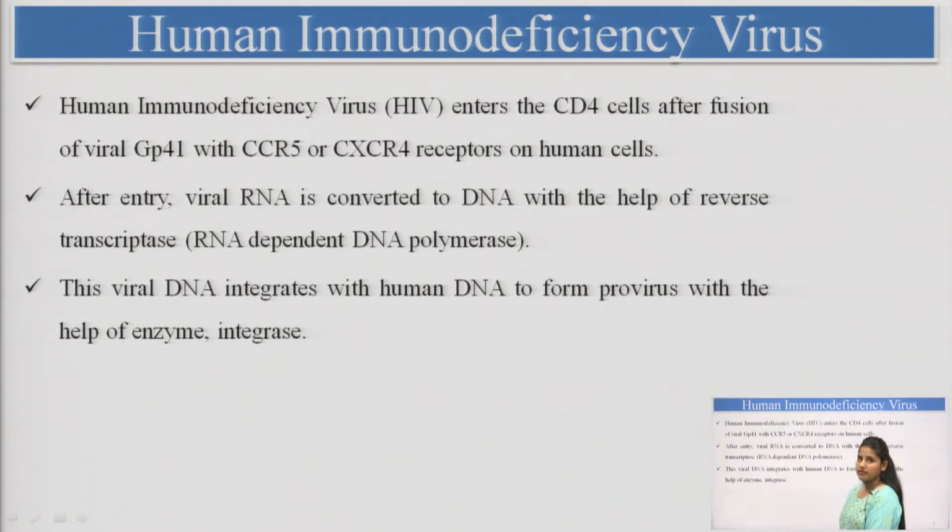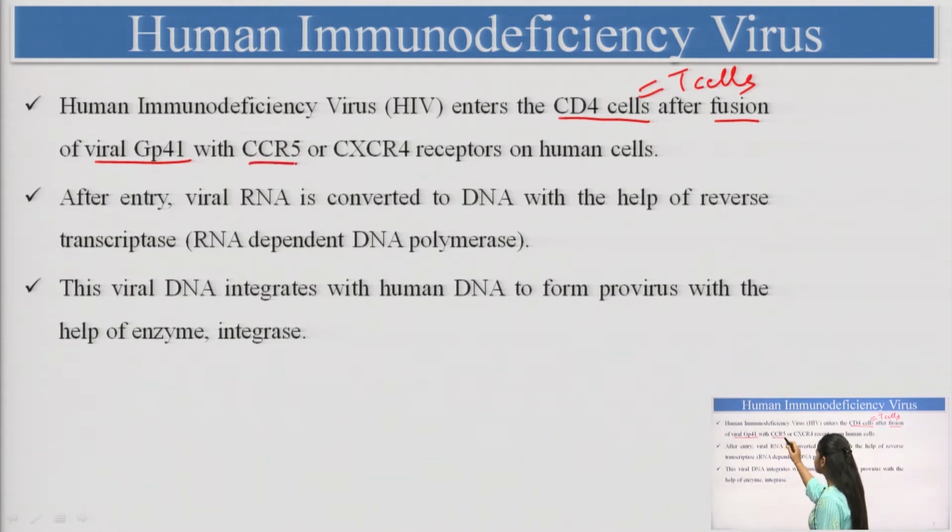This is a retrovirus, therefore it is different from other viruses. How is it attacking the body? Human immunodeficiency virus enters or attacks the CD4 cells, which are generally the white blood cells, also known as T cells. They enter the cell after fusion of viral GP41. This is a glycoprotein, and there are two types of co-receptor, CCR5 and CXCR4.